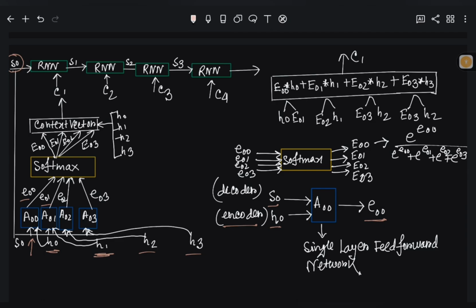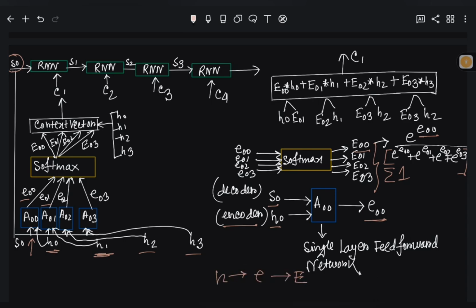I am showing the calculations for e00. We take the exponent of e00 and then we sum the exponents of each of these terms, and we divide the exponent of e00 by the sum of all these terms. That will be a normalized value, so all of these sum to 1, right? Now we get the capital E's. So we started with h, then we got small e, and we get the capital E.